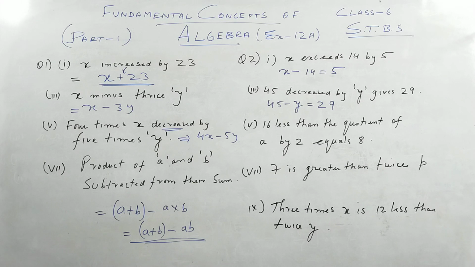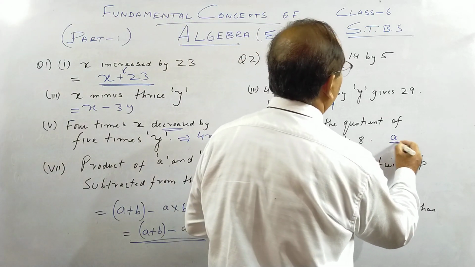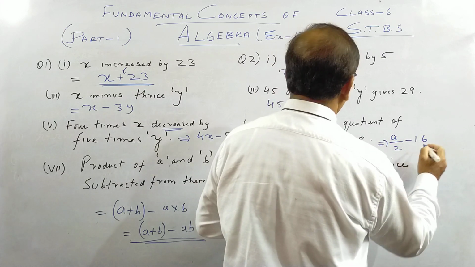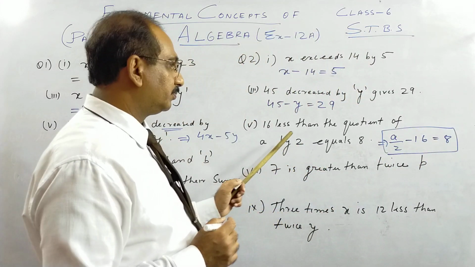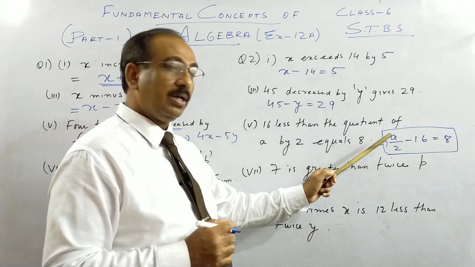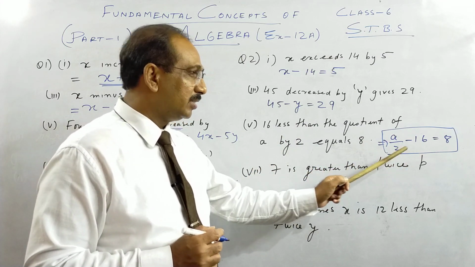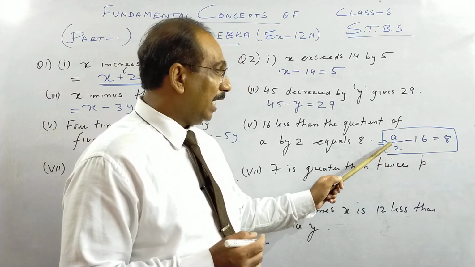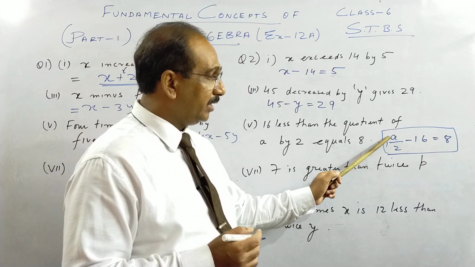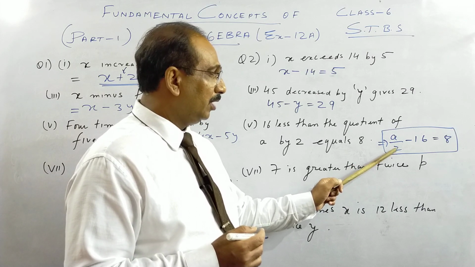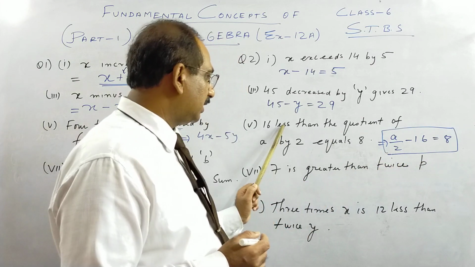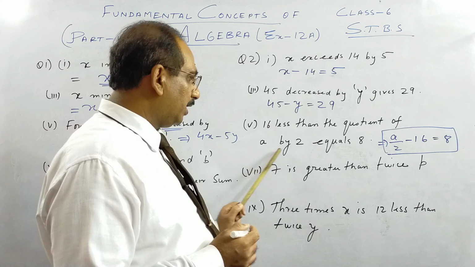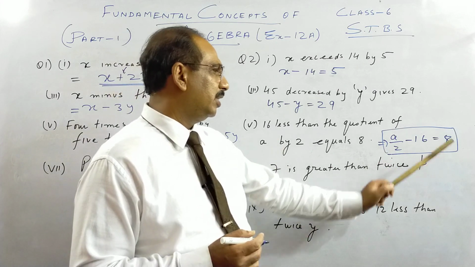Next you will see 16 less than quotient of a by b. This is quotient of a by b, a divided by b, and 16 less equals 8. So here if you solve later on, the answer will be 48. 48 by 2 you get 24, and you subtract 16: 24 minus 16 will give you 8.